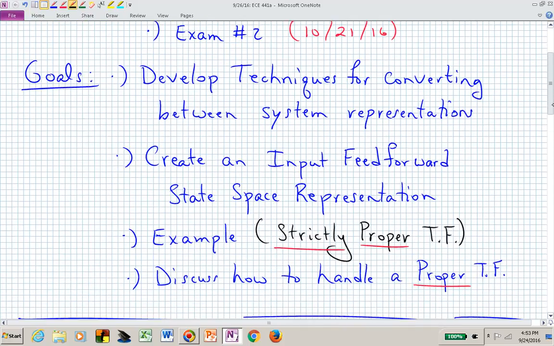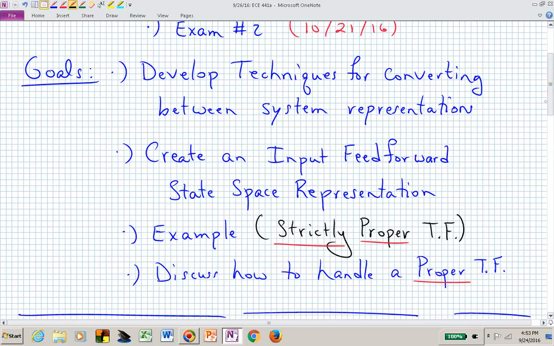What I want to do today is actually develop techniques for converting between system representations. We've done that before, but there was a question at one point, how do we go from transfer function to state space, and that's what we want to discuss today. We will look at one particular representation, and that is an input feed-forward state space representation.